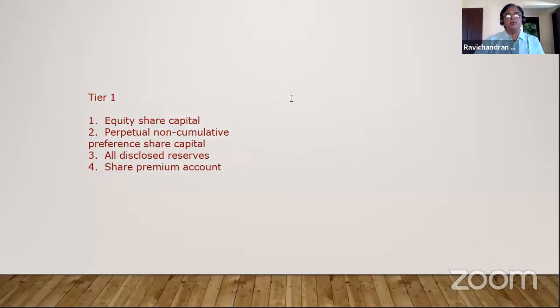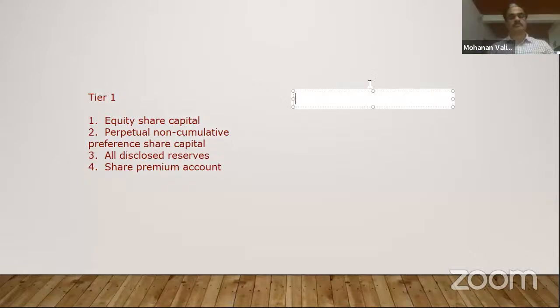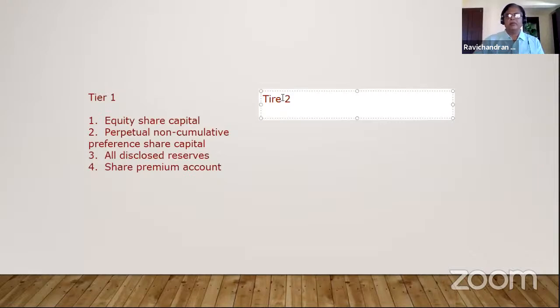Now we will move to Tier 2 capital. Whatever is not listed here. So equity share will not come. Perpetual non-cumulative preference shares have come in Tier 1. So the remaining part of preference share capital, other preference share capital, will come here.